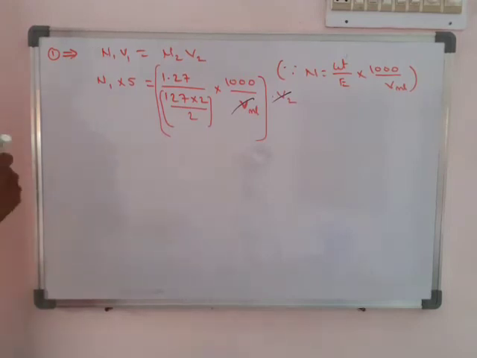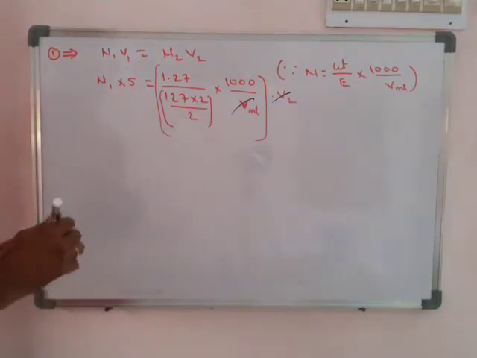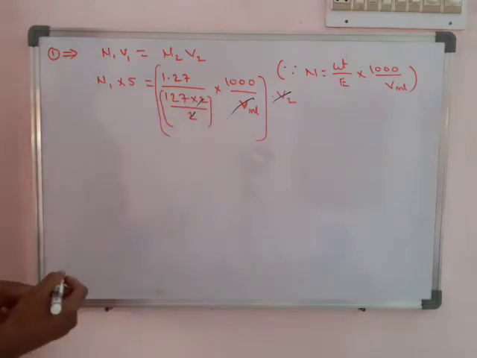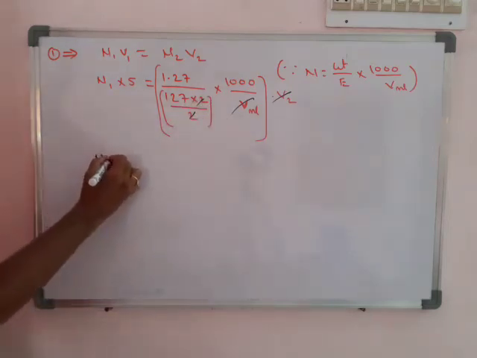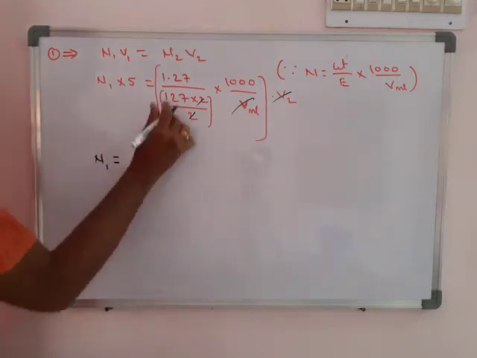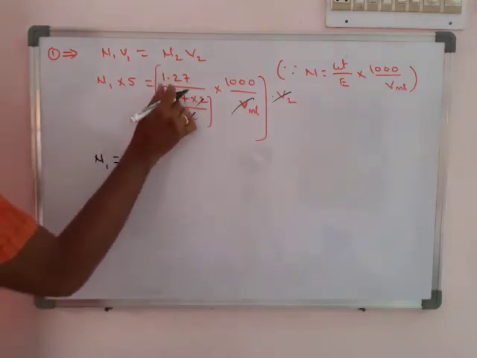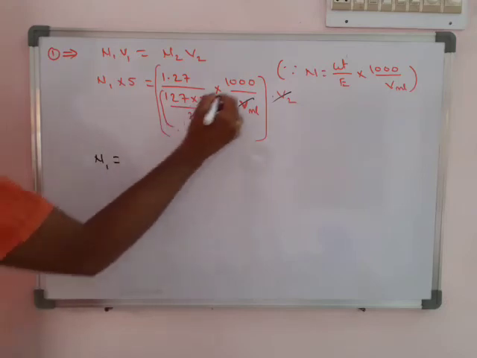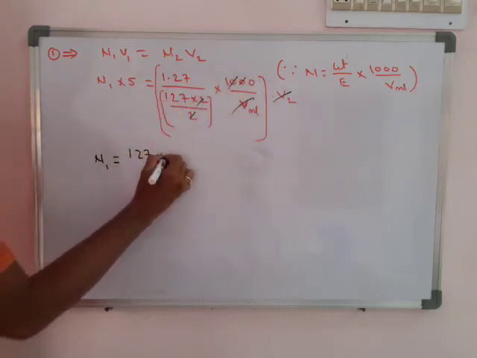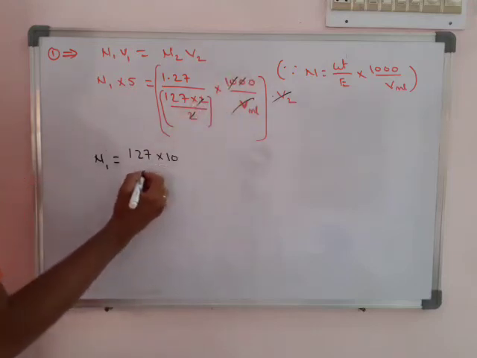So now write the steps. The volumes also get cancelled. So what is n1? n1 is 1.27, so make it also 127. So it becomes 127 into 10. Okay, 10 is there.